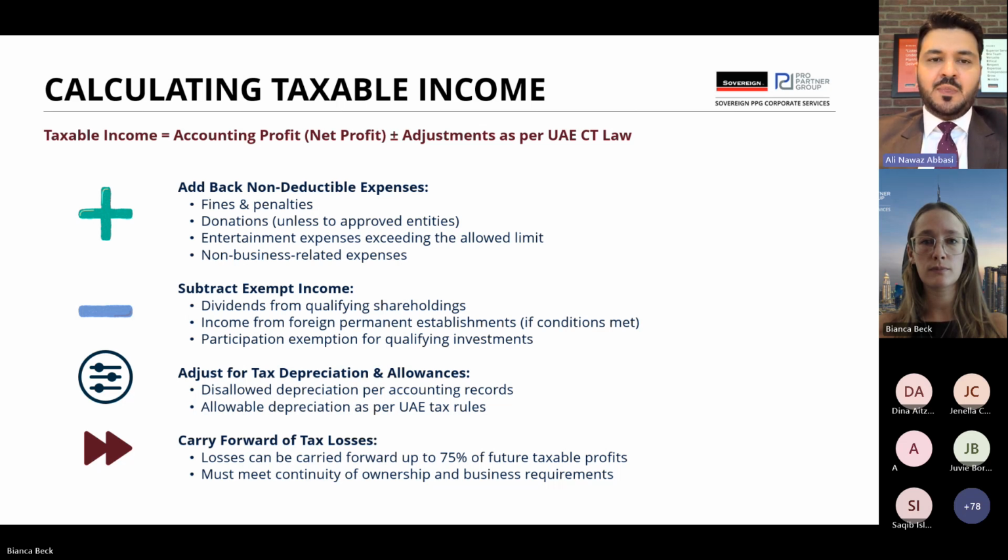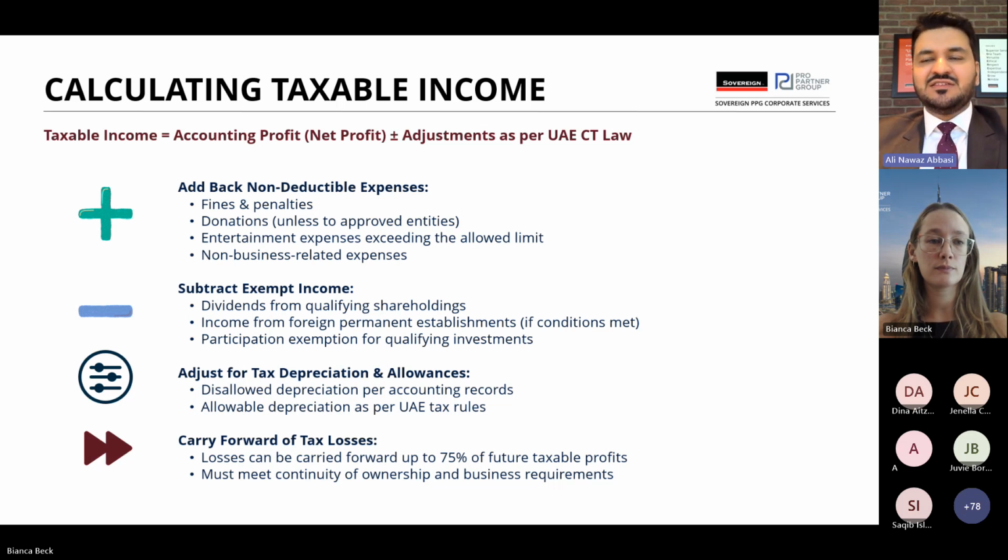Calculation of taxable income. So the start of calculation is always the accounting profit or the net profit. This is our starting point. We add back all the non-deductible expenses. It is therefore important that we clearly categorize non-deductible expenses in a separate account in P&L, so we don't have any issues when we need to adjust them. We deduct all exempt incomes like dividend income from local holdings, dividend income from foreign holdings, as long as they satisfy the participation exemption criteria.